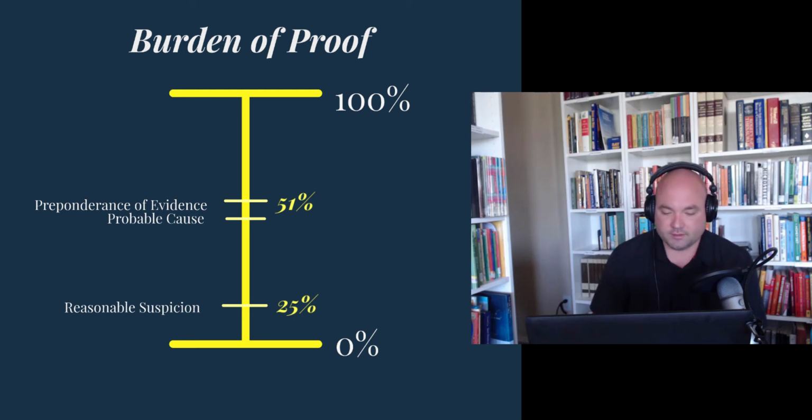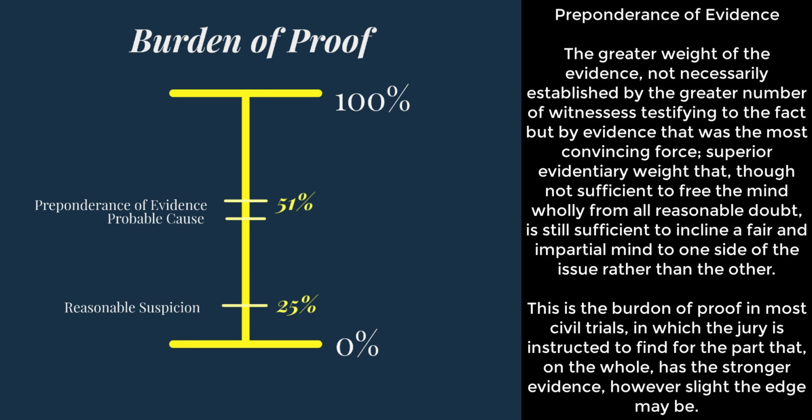So the preponderance of the evidence says the greater weight of the evidence, not necessarily established by the greater number of witnesses testifying to the fact, but by evidence that was the most convincing force, superior evidentiary weight that, though not sufficient to free the mind wholly from all reasonable doubt, is still sufficient to incline a fair and impartial mind to one side of the issue rather than the other. This is a burden of proof in most civil trials, in which the jury is instructed to find for the party that, on the whole, has the stronger evidence, however slight that edge may be.